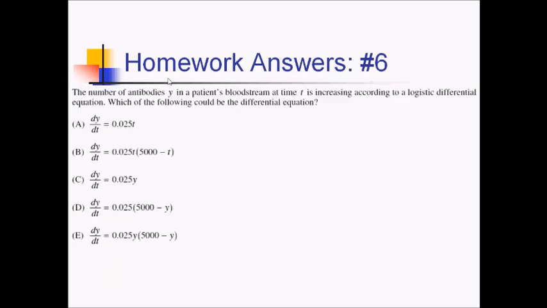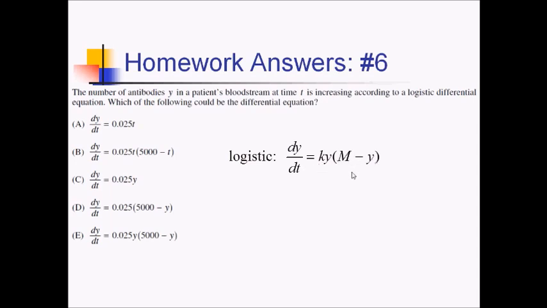For number 6, the number of antibodies y in a patient's bloodstream at time t is increasing according to, keywords here, a logistic differential equation. So which of the following could be that differential equation? So in general, with logistic differentials, we're looking for something in the format of kp times (m minus p). Now, p is just the output of whatever the function whose rate of change you're given is going to be. So in this case, we would have ky times (m minus y). So we're looking for something that's going to be in this format.